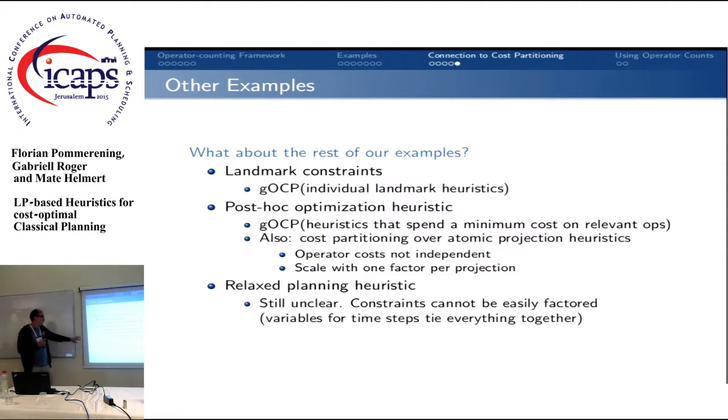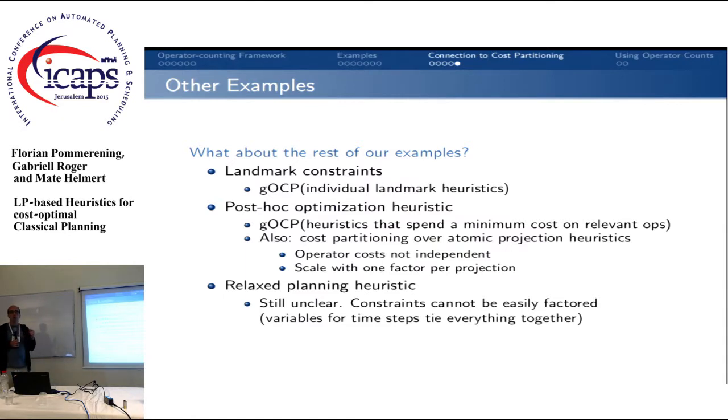And finally, for the relaxed planning heuristic, it is still unclear. You could probably see this as a cost partitioning, but it's not clear how to group the constraints. So I mentioned before that you can group any set of inequalities into one operator counting constraint. This is not quite true because if you use additional variables that are not operator counts, these cannot transport information between different operator counting constraints.